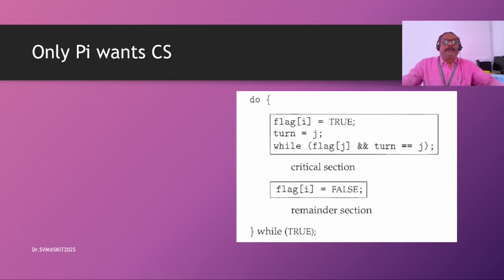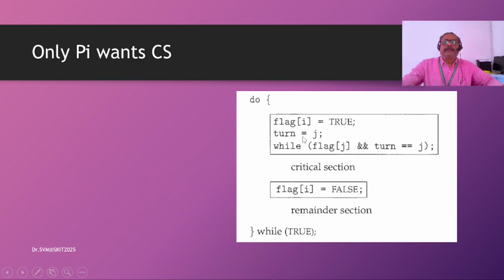So let's take up what happens step by step. Let's assume that only Pi wants to enter the critical section. Pj is currently not interested in any shared resources to be used. So let only Pi want to use shared resources, so it should enter the critical section before using them.